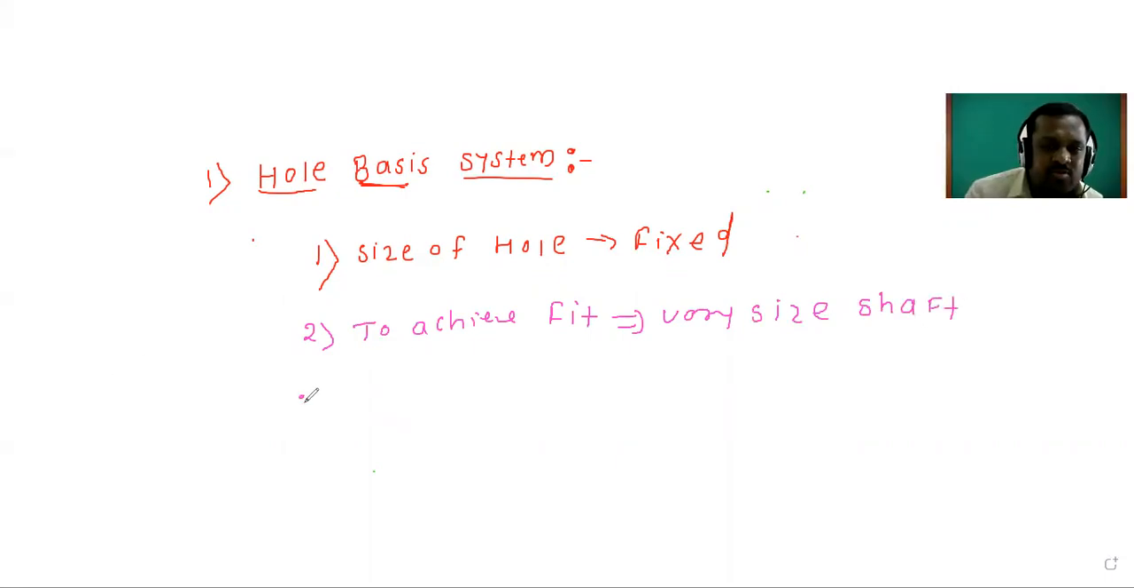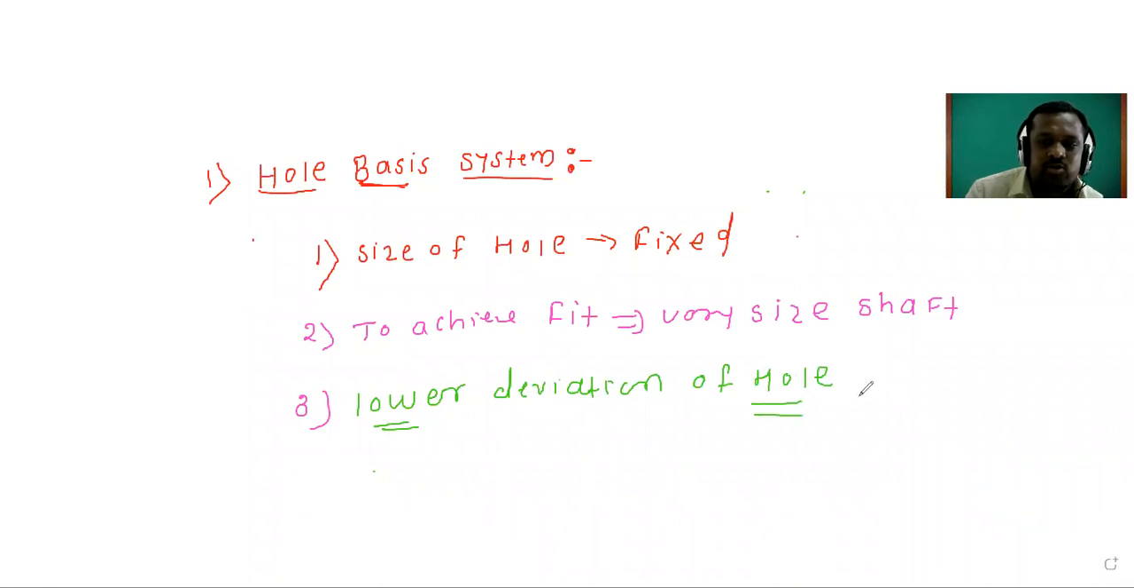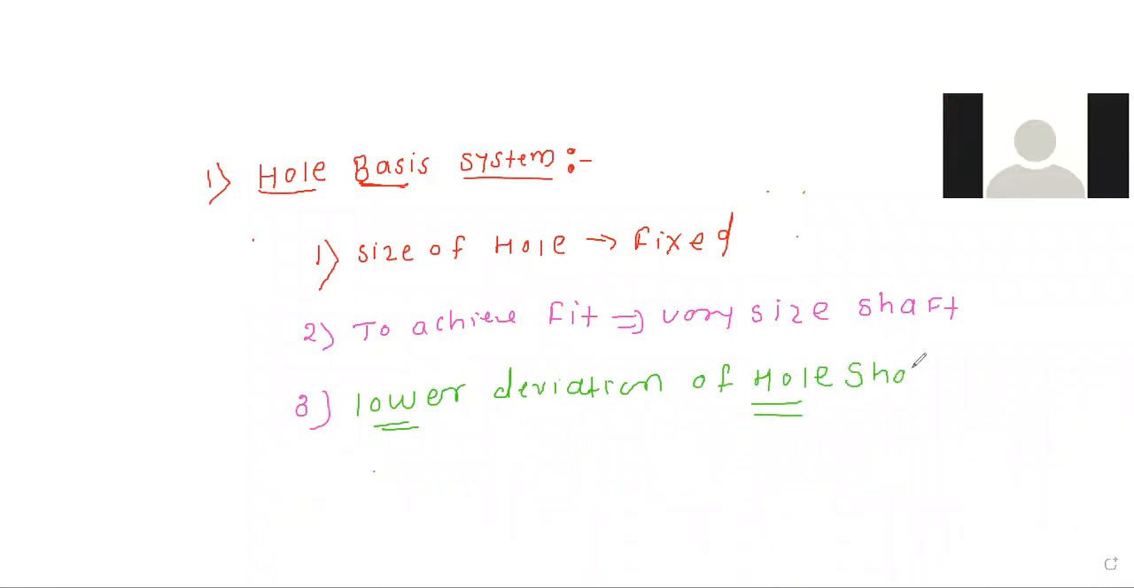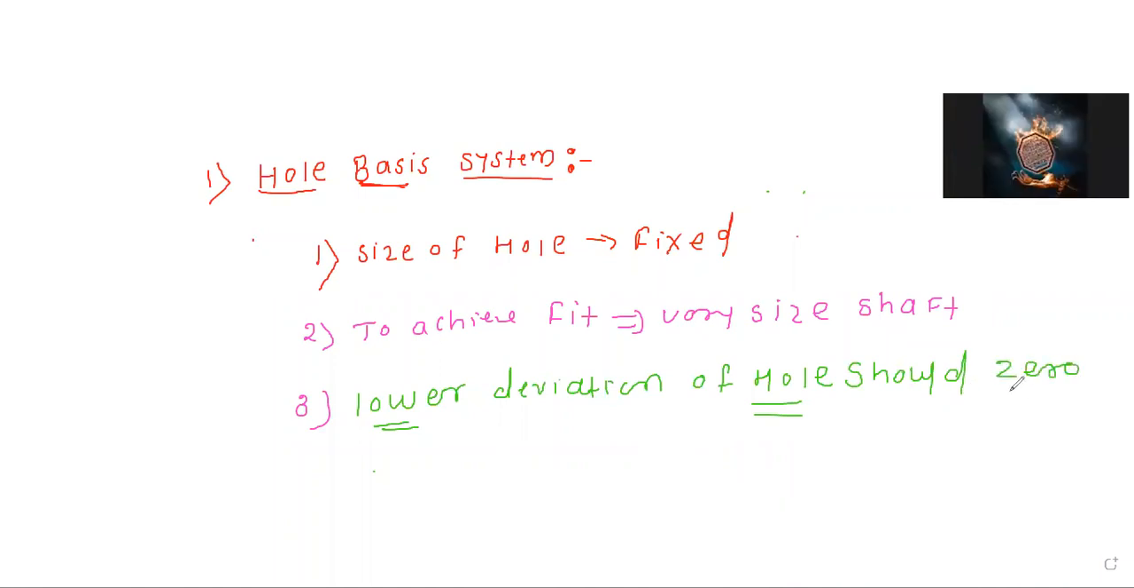And the very important point is, in the hole basis system, the lower deviation must be 0. Okay, the lower deviation, it is a very important point. The lower deviation of hole should be 0. It is an important point. It should be 0.